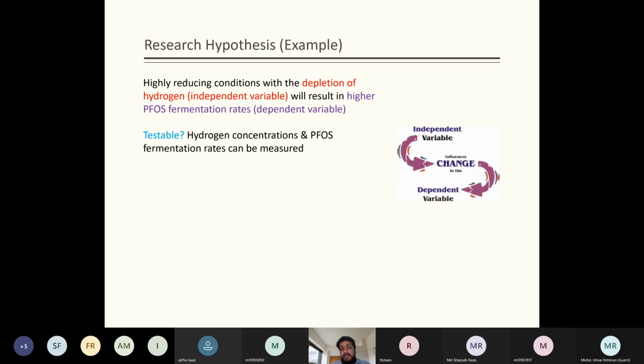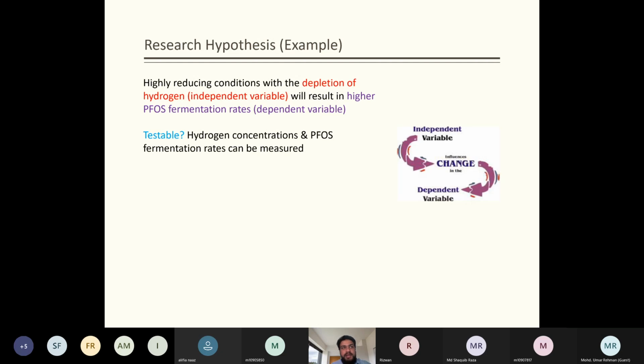Like I said, this hypothesis is specific, it is to the point, it is something that you can test. You can test hydrogen concentration with the current testing methodologies. You can test PFOS fermentation rate. What you are trying to do is show the relationship between these. So this is something that is testable. The hypothesis is testable.